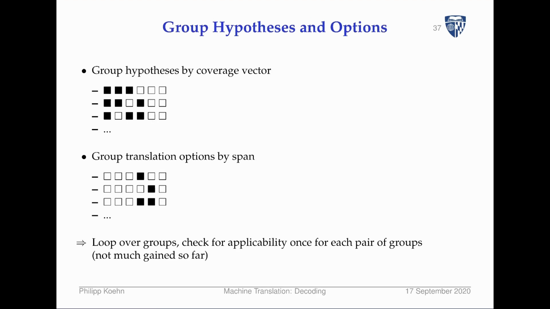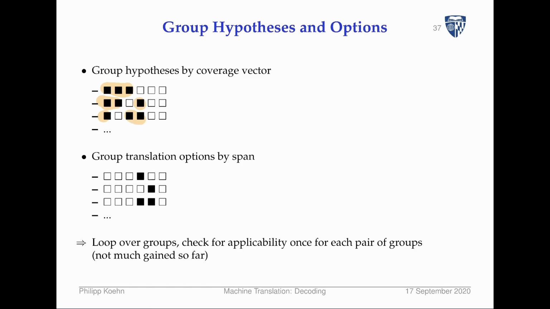So we can group these hypotheses by a coverage vector. We're going to organize this a little bit more tightly now. We're going to group all the hypotheses generated so far by a coverage vector. So these are all hypotheses that have 3 words translated, but some of them have the first 3 words translated, some of them have these words translated, and so on.